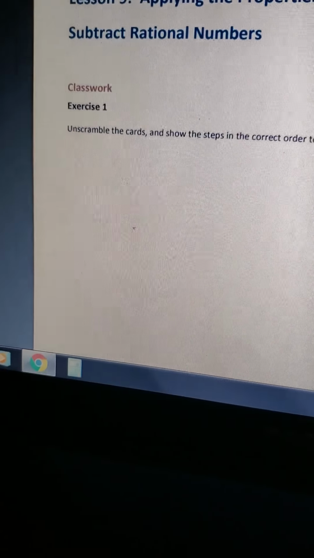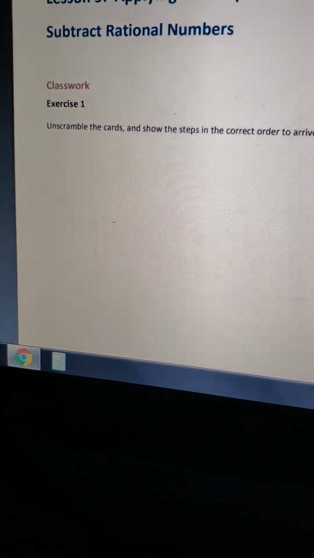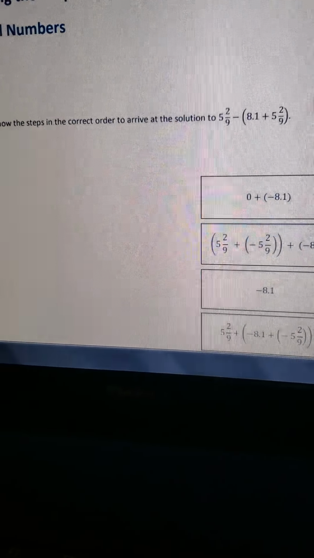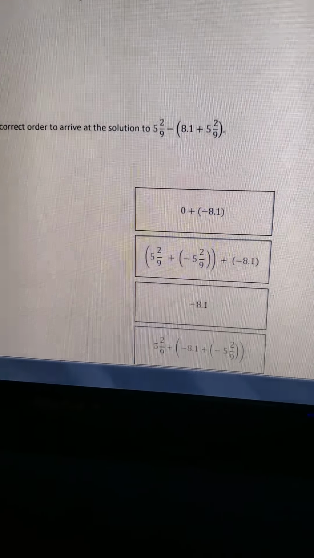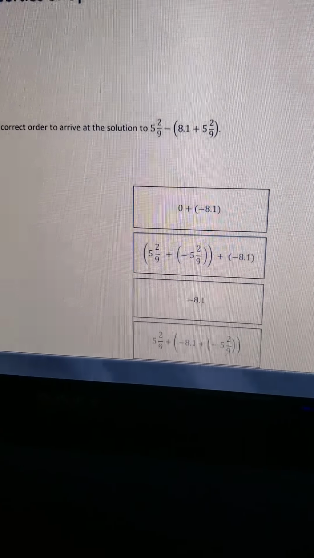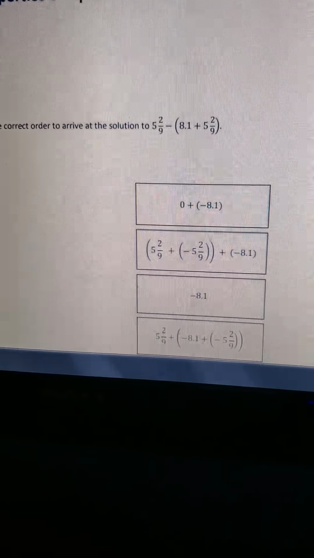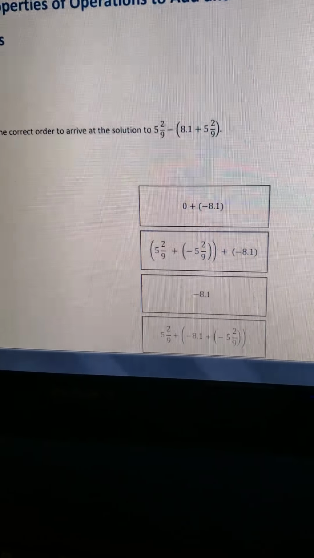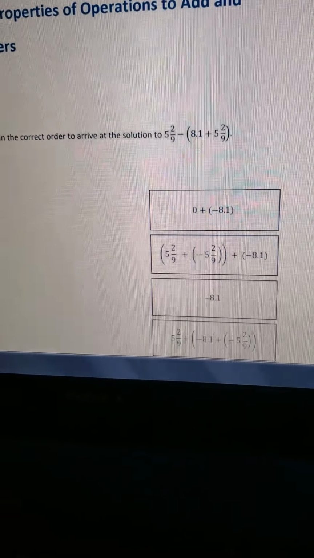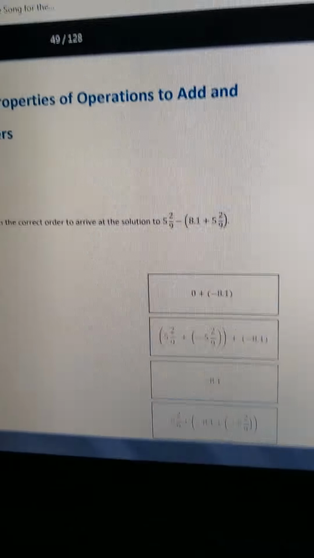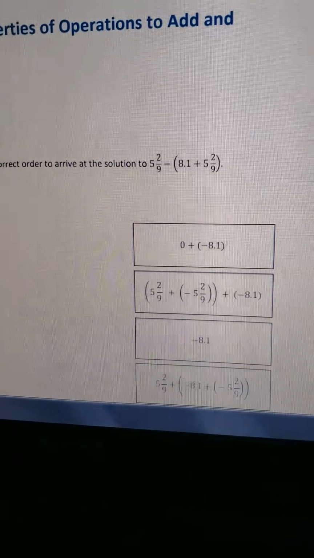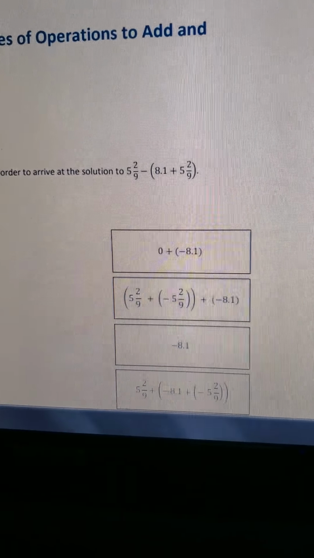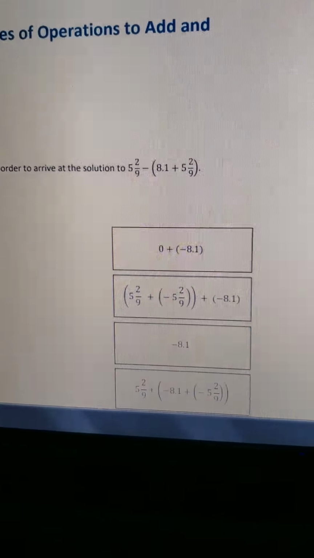The first exercise, exercise 1, says, unscramble the cards and show the steps in the correct order to arrive at the solution. So we have 5 and 2/9 minus, 8.1 plus 5 and 2/9. Now, something we have not talked about as much in this group, though we talked about it a lot with group 1 when we were in class, is the distributive property.